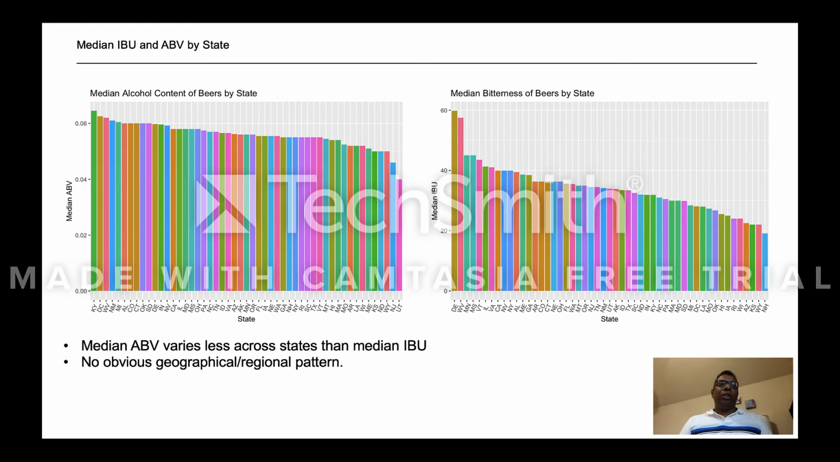This plot shows the median alcohol content and median bitterness of beers by state. If you see, the median alcohol content varies less across the states than the bitterness. Again, no obvious geographical or regional patterns here.